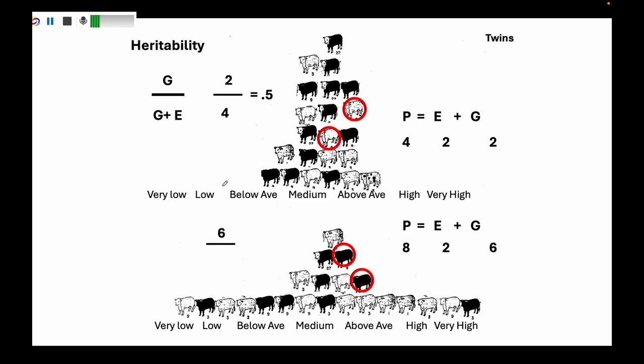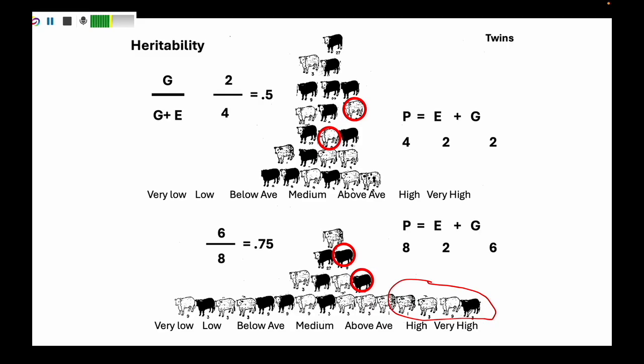Here it is, 6 over 8, or a heritability of 0.75. Okay, so what does that mean? If we have this higher heritability, and we're selecting these individuals here, we are more confident, because of that high heritability, that they're different from the rest of the herd because of the genes that they possess. There's only a small amount of variability that's due to environmental differences.